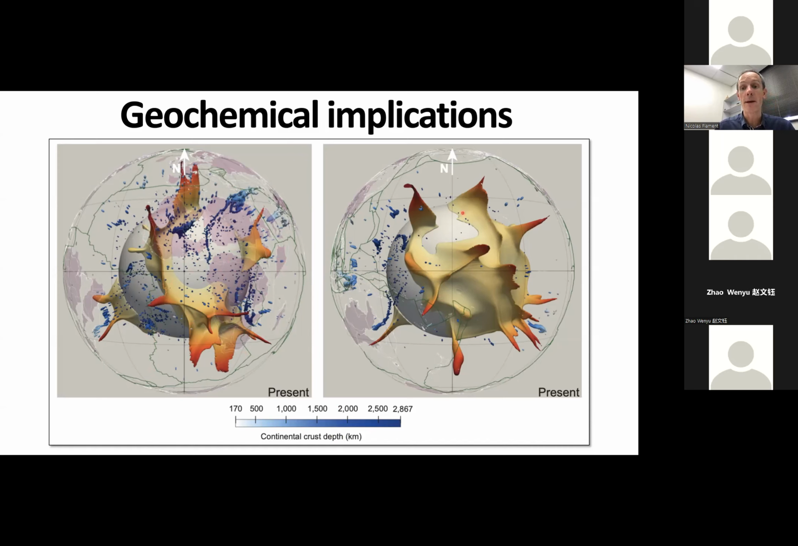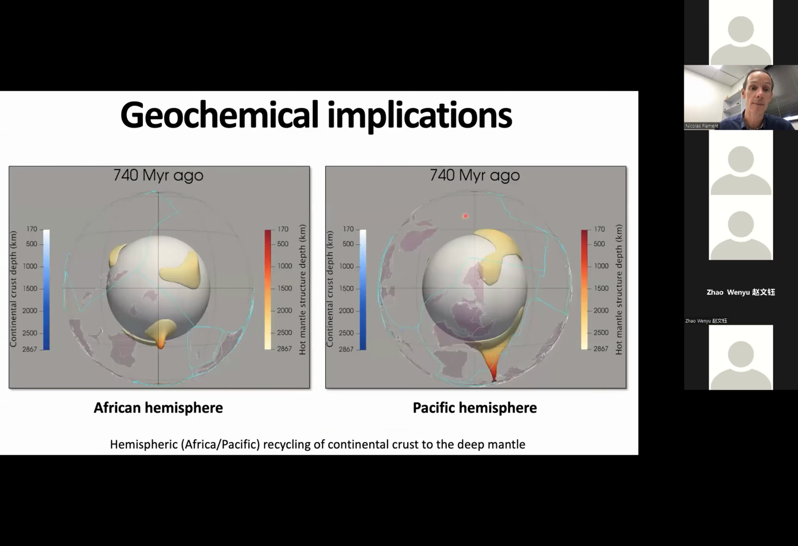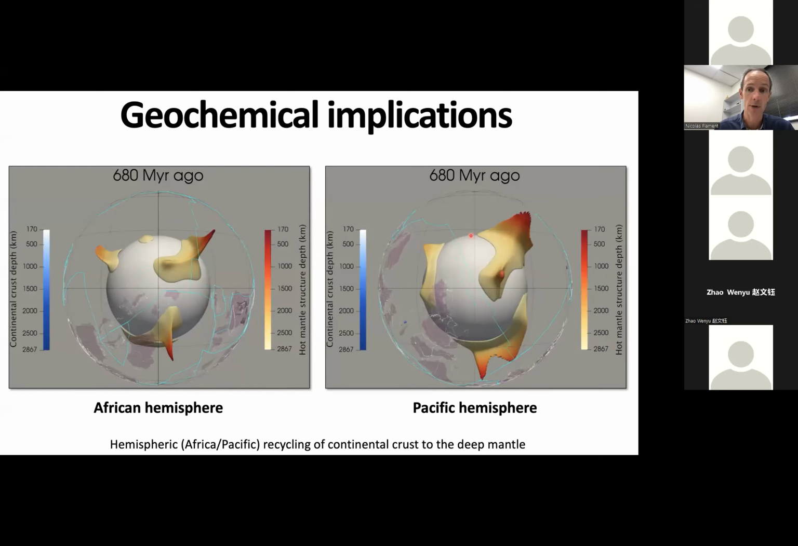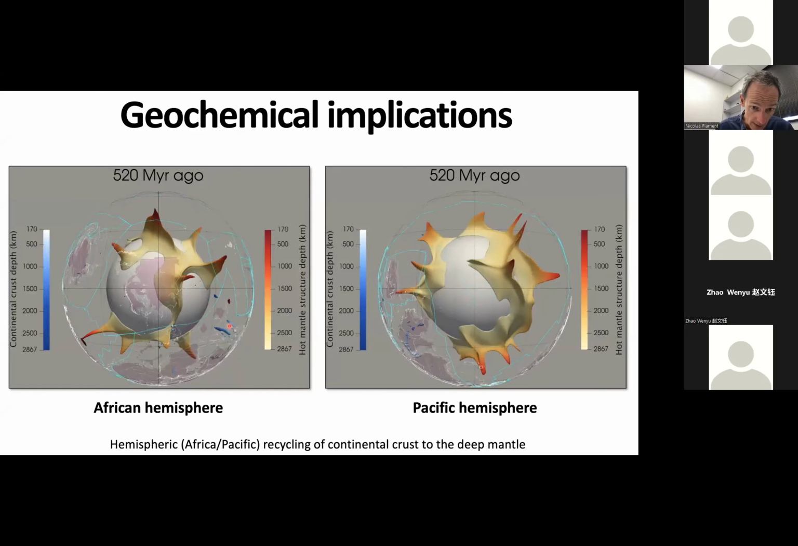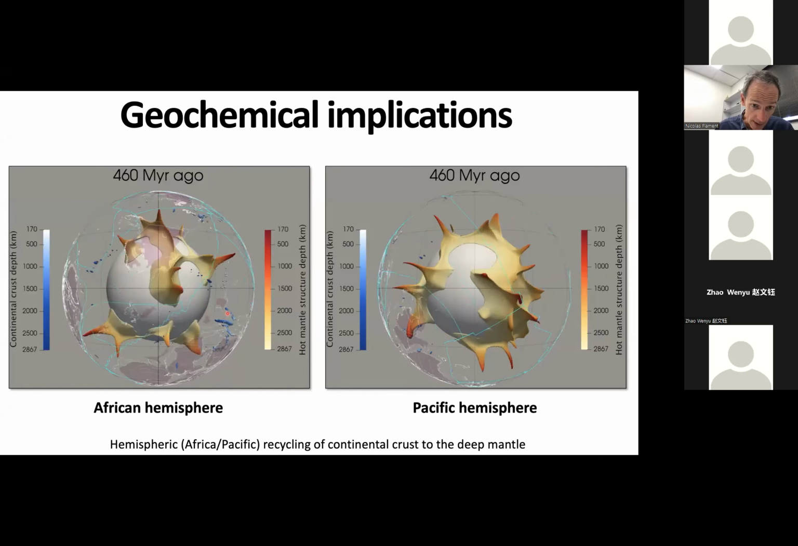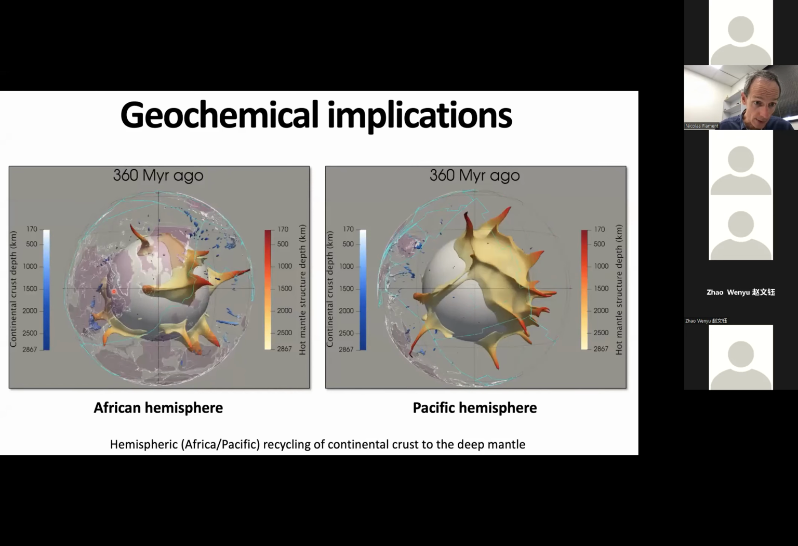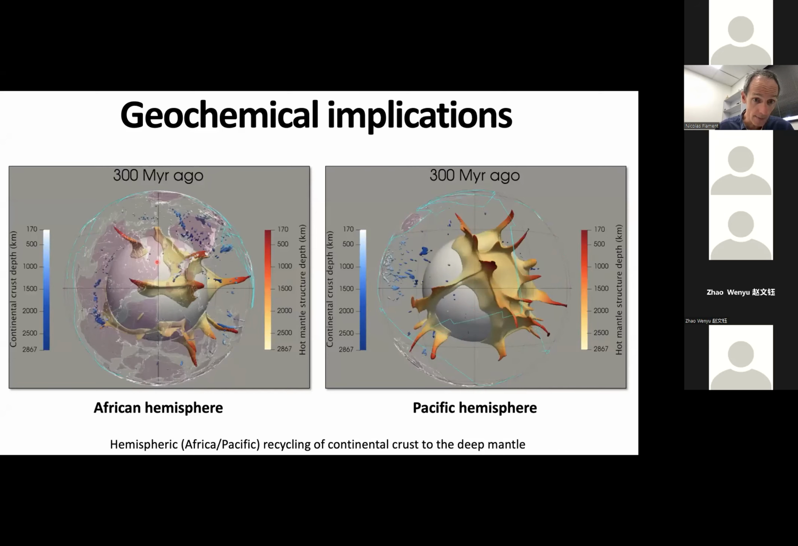Whereas in the Pacific realm, there's a lot less. It's expected because in the last billion years in this model, there's been a lot less continents above the Pacific hemisphere than above the African hemisphere. So let me just show you an animation of that with the African hemisphere on the left and the Pacific hemisphere on the right. And we're going to see that snow. That's from the West Gondwana block.